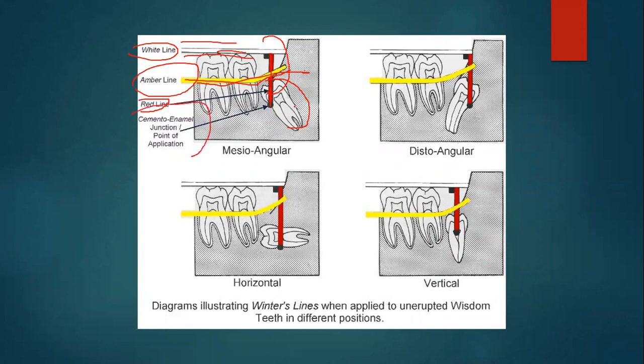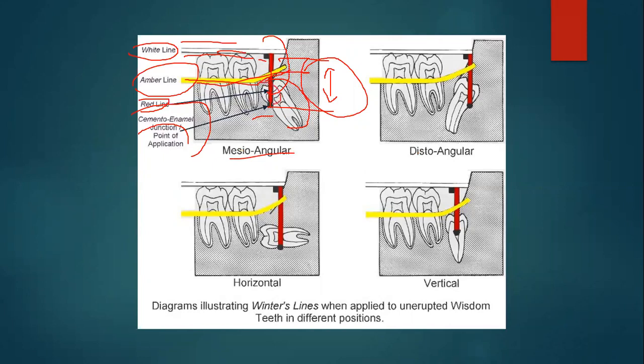Then you can see that this is the cemento-enamel junction and the point of application. So whenever you extract the third molar, you need to know the distance between your point of application and the amber line. The amber line was indicating the bone level here, and this was the distance to the point of application of your forceps. So the red line is indicating the distance between the amber line and your point of application of forceps. So this was mesioangulation.